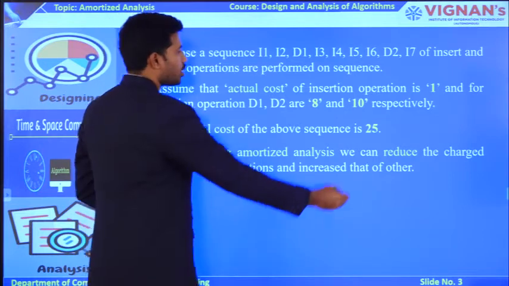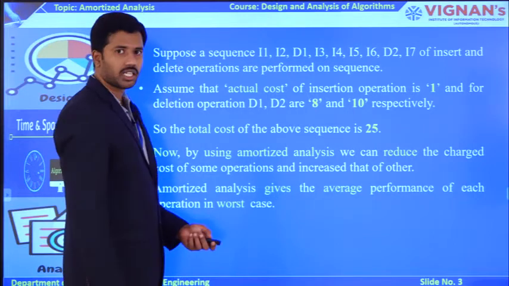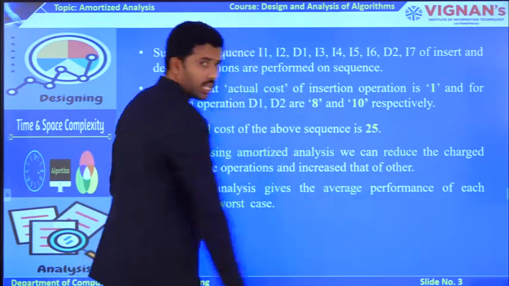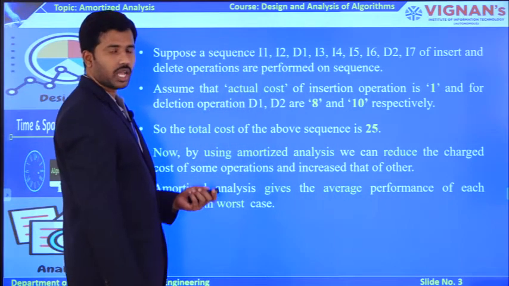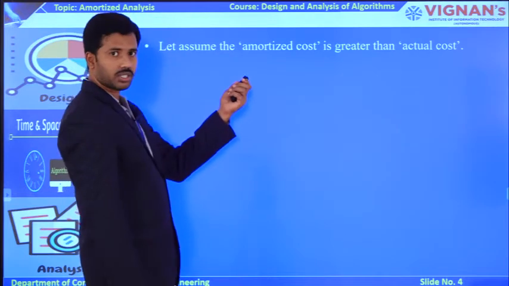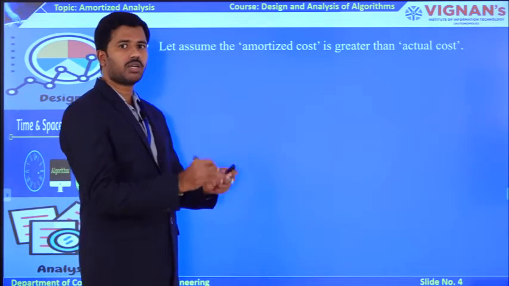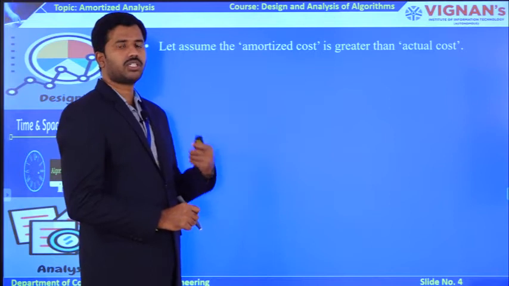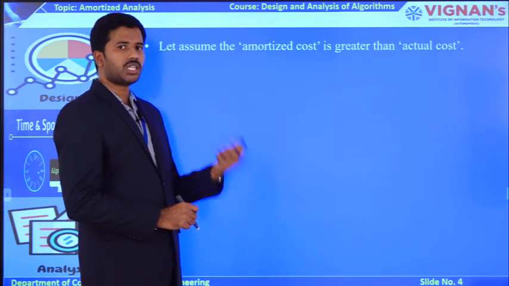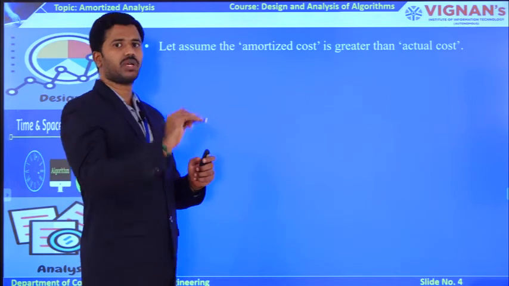Now your task is to reduce the actual cost. So that's why you require amortized analysis, to convert the worst case algorithms into average case performance. Now we need to prove the amortized cost is going to be lesser than actual cost. Actual cost is nothing but the amount of cost which is needed to apply that instruction. Now your task is to prove amortized cost is lesser than actual cost.